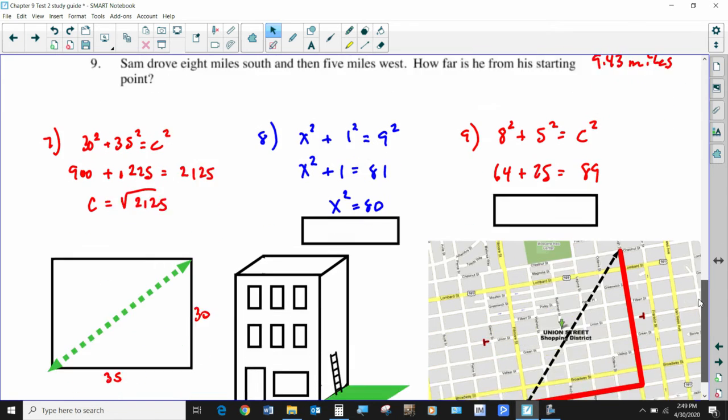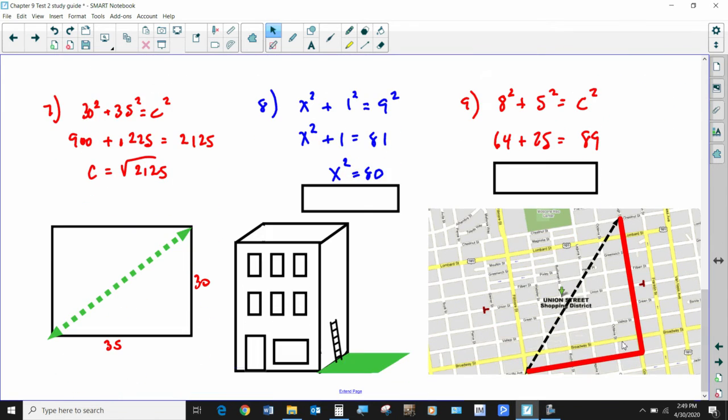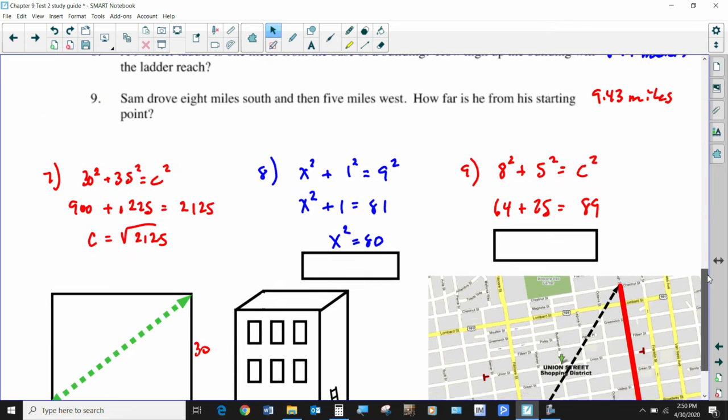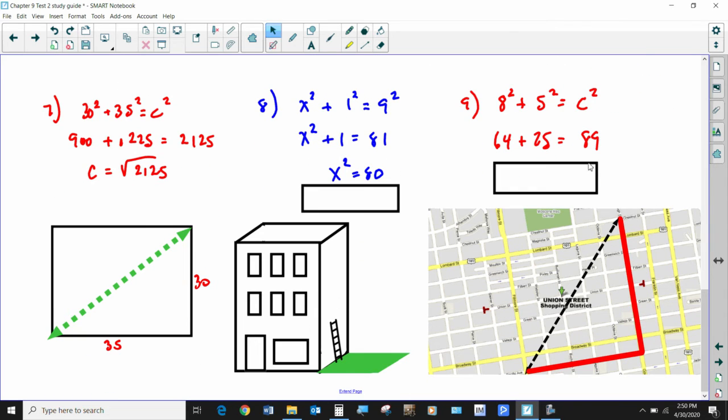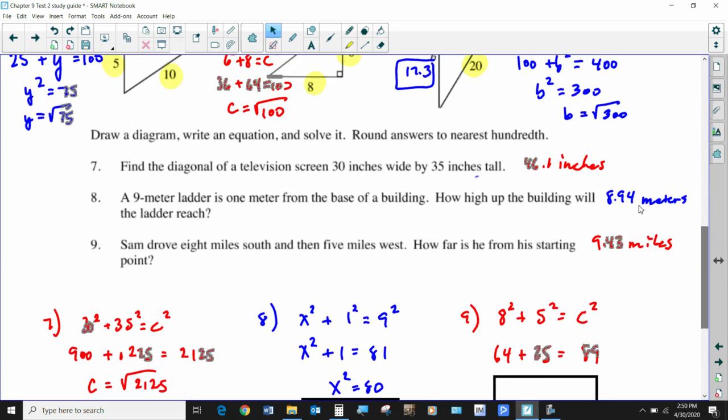And then the last one: Sam drove 8 miles south and 5 miles west. All right, so if we take this as city streets, going south and then west, that forms a right angle, right? And so the distance from where he started to where he ended up is the hypotenuse of a right triangle. So going 8 miles this way, or is it blocks? Miles, that's 64 plus 5 squared, which is 25. Add those together, you get 89, and then the square root of 89 is going to be a little bit more than 9, less than 10, 9.43 miles.